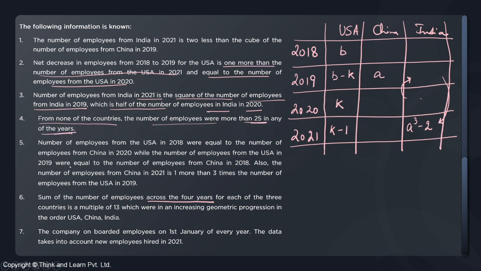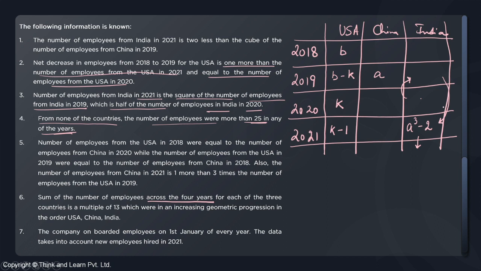Now, this is important. If nowhere we have number of employees more than 25, let's try to figure out which cube minus 2 is also a square of a number. Is 2 cube minus 2? 2 cube minus 2 is 6. It is not a square of a number. Is 3 cube minus 2? Yes, 3 cube minus 2 is 25. That is the square of a number. And I cannot go further because the question says that nowhere the number is above 25.